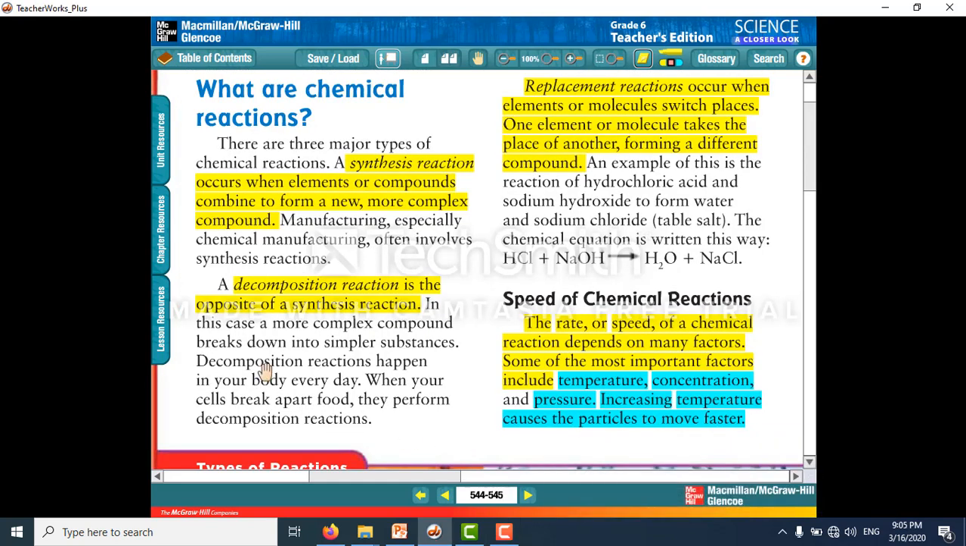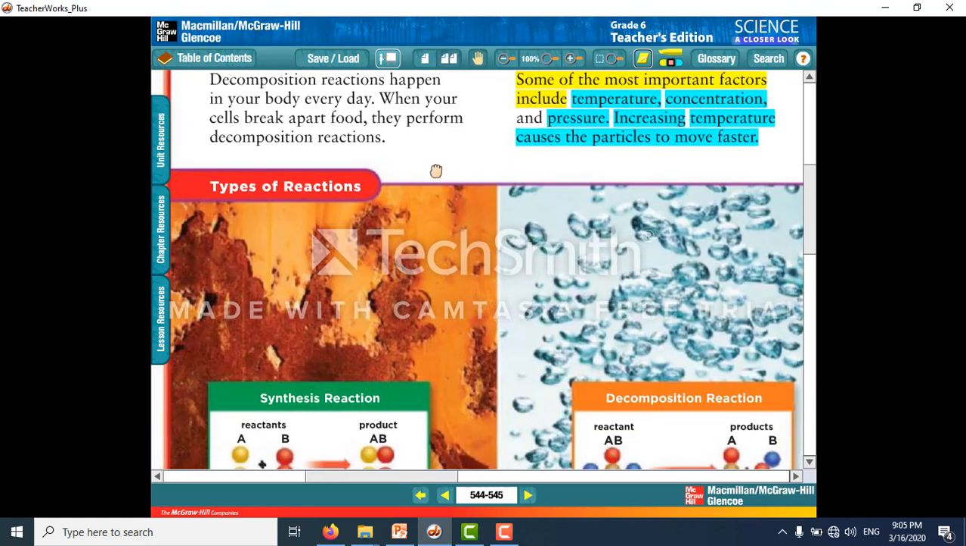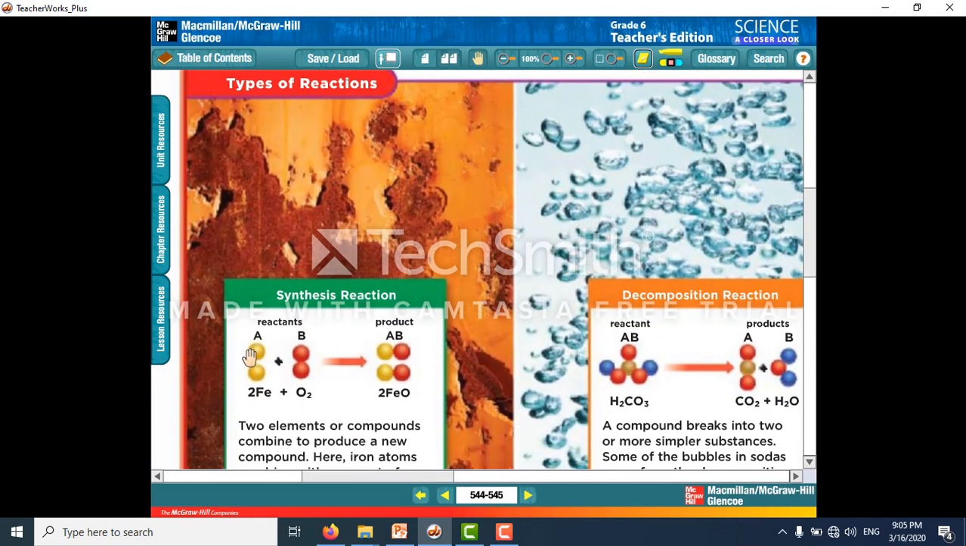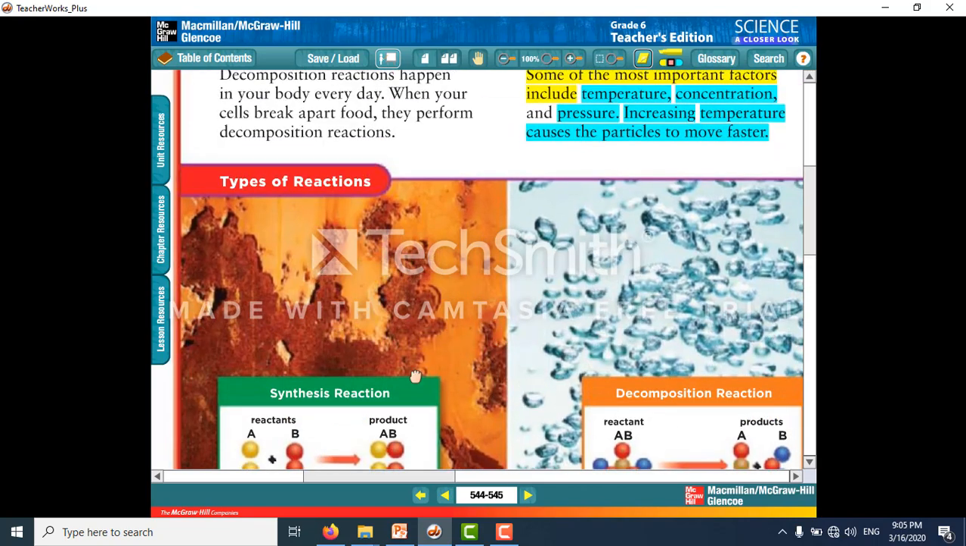What are the types of chemical reactions? There are 3 major types of chemical reaction. Synthesis reaction. This occurs when elements or compounds combine to form a new, more complex compound. Look at here. We have element A plus element B. They react with each other to produce AB. It's a complex product. Okay.